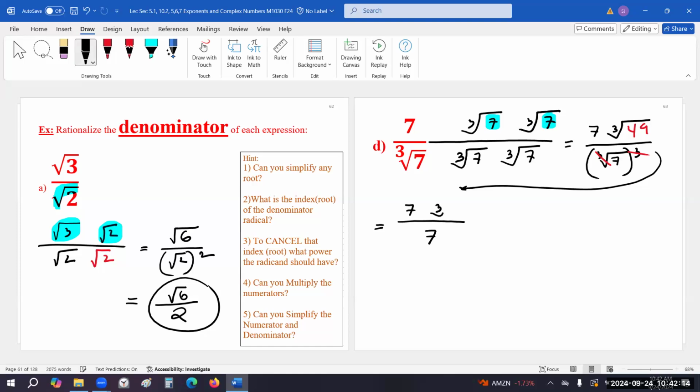So 7 cube root of 49. We are happy our denominator does not have any cube root. It has a 7 alone, a single 7. But then do you observe something? It's 2, 7. So what can we do? You can go about cube root of 49, cube root of 49. The denominator got cancelled out, so you're left with nothing in the denominator, an invisible 1.